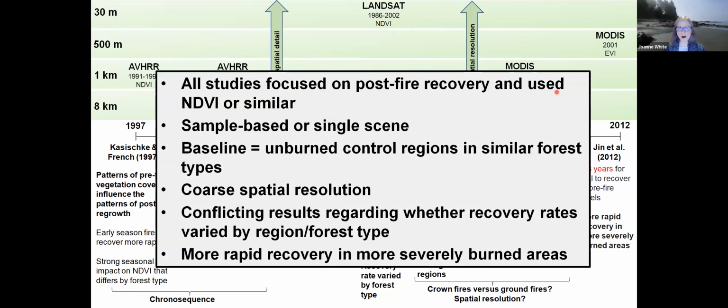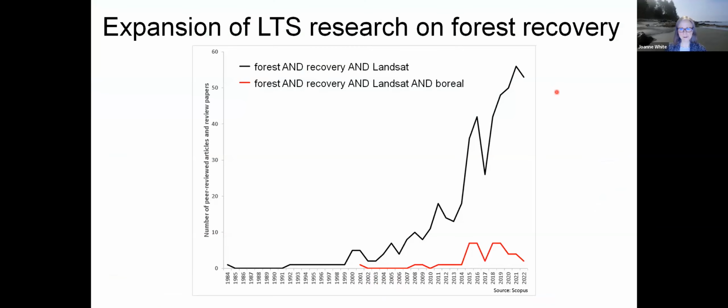So what we learned from this: all these studies focused on post-fire recovery exclusively, so none of them looked at harvesting. And they used NDVI or a similar index. They were all sample-based or single scene studies, so they weren't synoptic over contiguous large areas. They're not wall-to-wall assessments, given the limitations of the data that they had available. In these cases, for the baseline, they were using unburned control regions in similar forest types, not a pre-disturbance value, because they didn't have a chronosequence available to them. They all had a relatively coarse spatial resolution and identified conflicting results regarding whether recovery rates varied by region or forest type. And all identified that there was more rapid recovery in more severely burned areas. So just keep that in mind as we go forward.